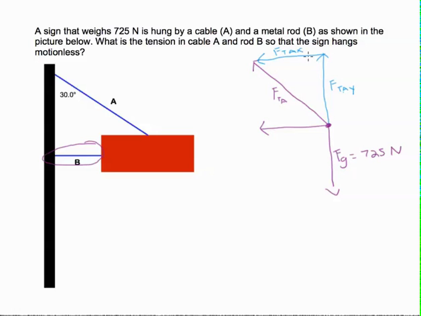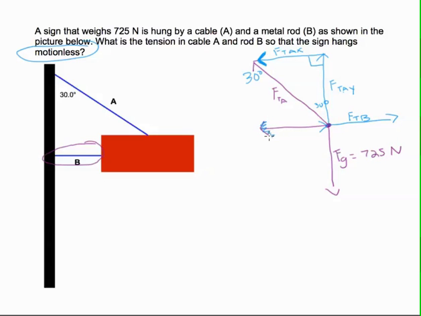There's my right angle. This angle is 30 degrees, so this angle is also 30 degrees. Now we can see our FTAX is pointing this way. We know that this is hanging motionless, which means it's in equilibrium. That means that this X and this X have to cancel each other out. That means that our FTB has to point this way, or we could draw it like this. FTB.